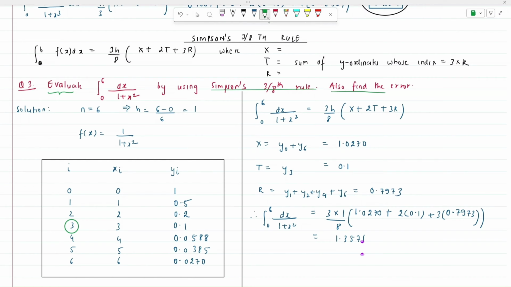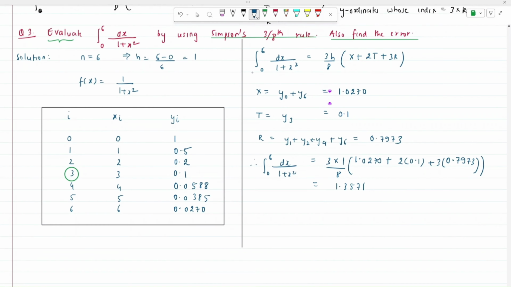Now we also wish to find the error. So for the error, we are going to determine the true value. So for the true value, we can directly take the integral of dx divided by 1 plus x square. So this is going to be tan inverse of x. Lower limit of x is 0 and the upper limit of x is 6. So this is tan inverse of 6 minus tan inverse of 0, which is 0, and tan inverse of 6 on the calculator comes as 1.4056.